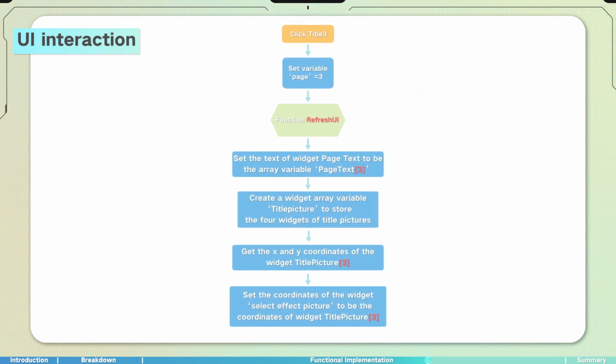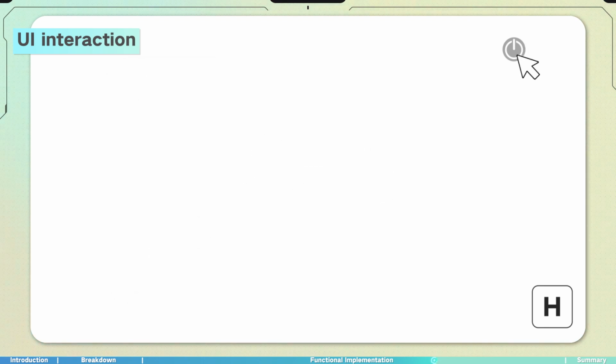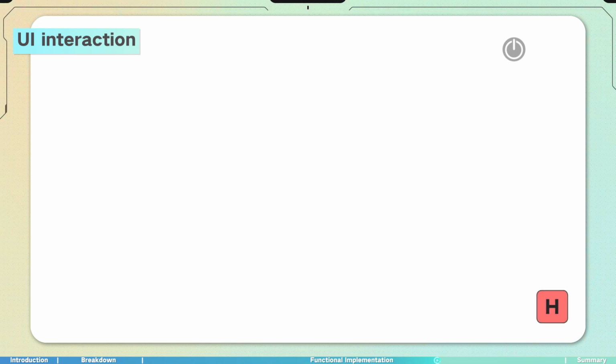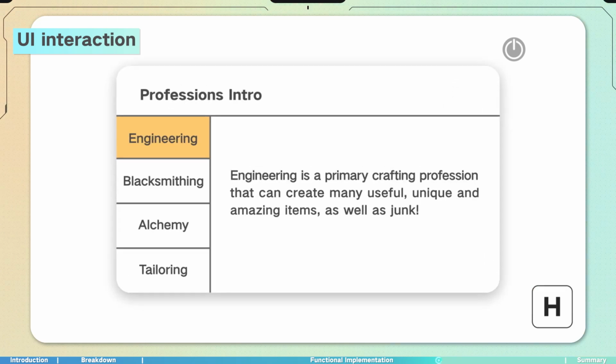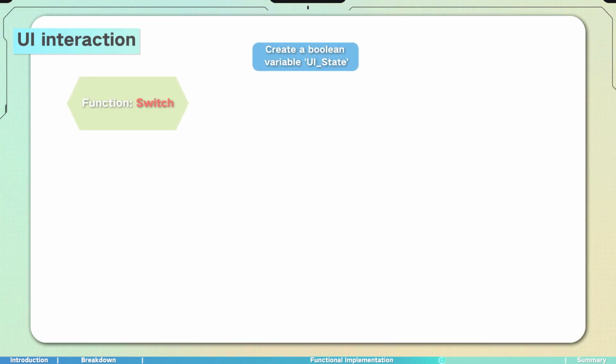We can also add a switch button and a shortcut key for players to control the whole UI. By clicking the switch button or pressing H, they should be able to hide or unhide the whole UI. Therefore, we create a Boolean variable, UI state, to store the status of the UI. True means the UI is visible. False means it is hidden.